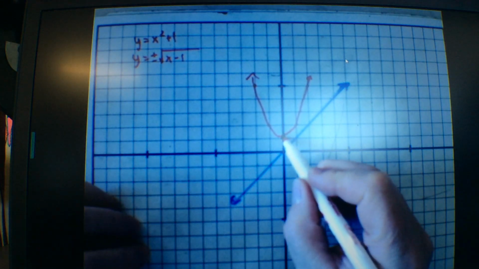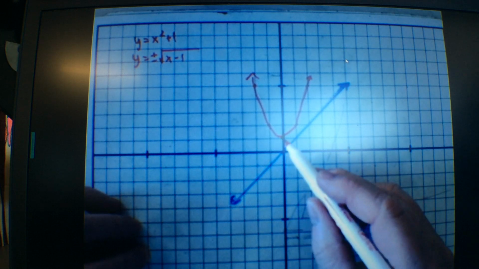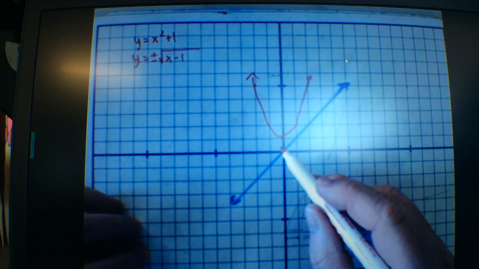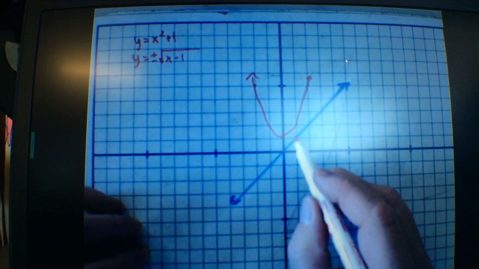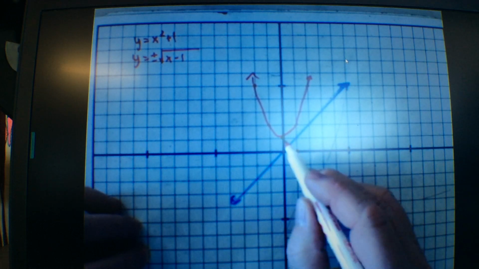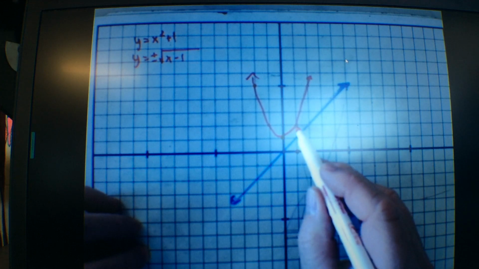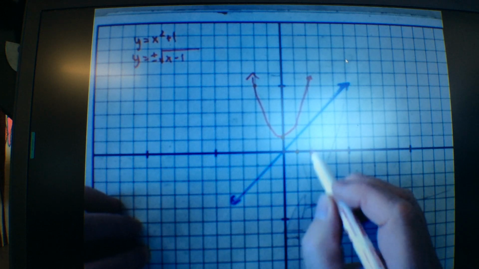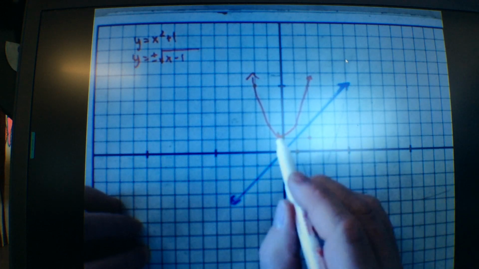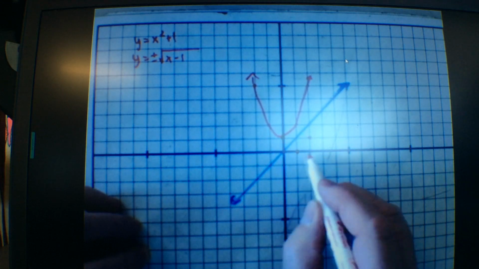See this point right here? What are the coordinates of it? 0, 1. So flip those around. 1, 0. So it's going to be there. Okay, so then let's do this point. What's this point? 1, 2. So we're going to flip it around and go 2, 1. Right? What's this point? Negative 1, 2. So we're going to go 2, negative 1.